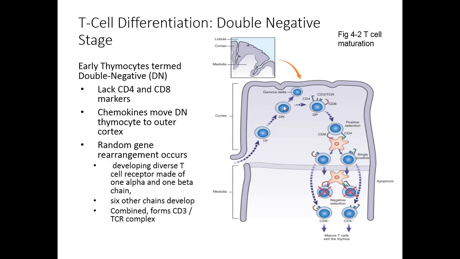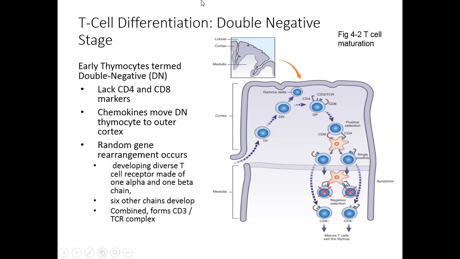These double negative thymocytes, or double negative cells, have none of the characteristic markers we expect to see on either T helper cells or cytotoxic T cells. They're called double negative because they lack both CD4 and CD8. They're negative for the two primary markers for T cells. Chemokines are going to draw the double negative thymocyte to that outer cortex that we saw.